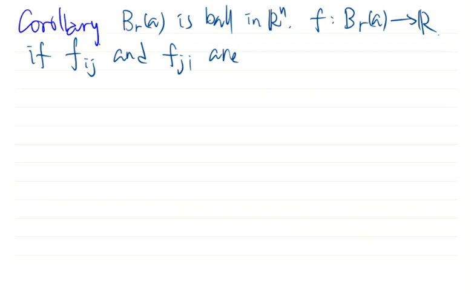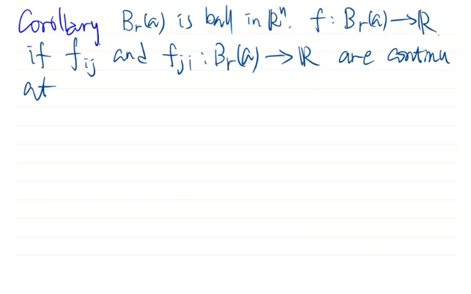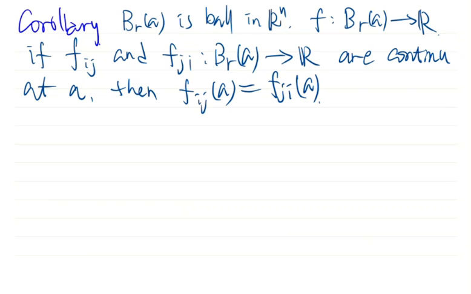These two are functions of the R neighborhood of A. If these two functions are continuous at the point A, then Fij equal Fji. So this is a generalization of the previous result for two variable function, two arbitrary variable function.